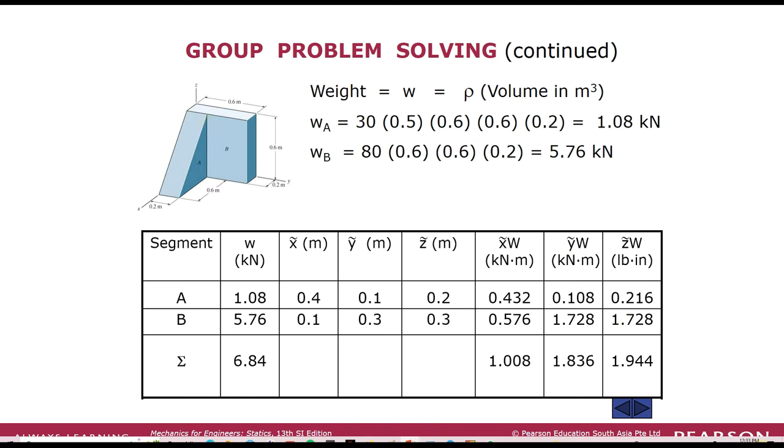Then we substitute into the center of gravity equations. We get 1.08 divided by 6.84, 1.836 divided by 6.84, and continuing for z, 1.944 divided by 6.84. We get the center of gravity at x is 0.147 meter, at y is 0.268 meter, and 0.284 meter for z. So for x it's somewhere around 0.147 meter, y at 0.268, so probably somewhere here, and z at 0.284, maybe somewhere here. So this somewhere is probably the location of the center of gravity.